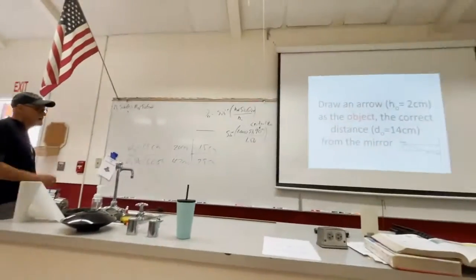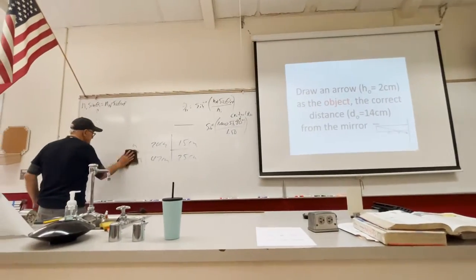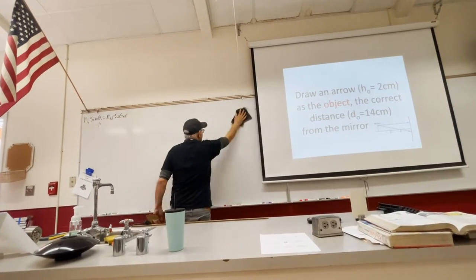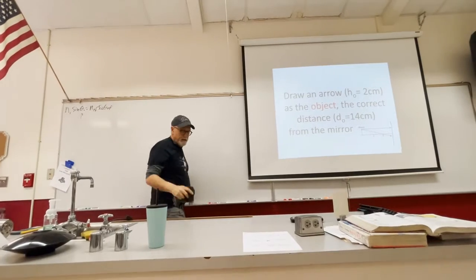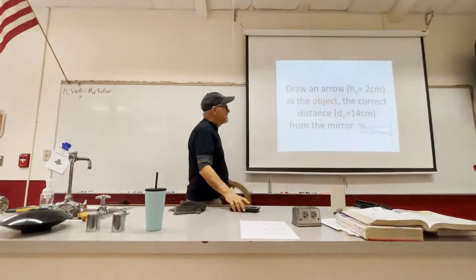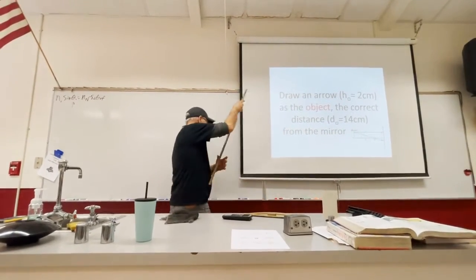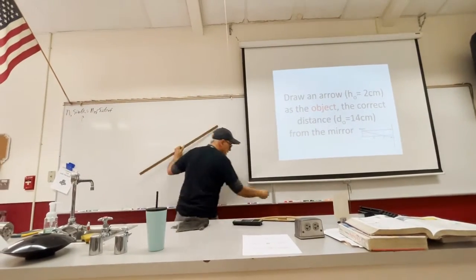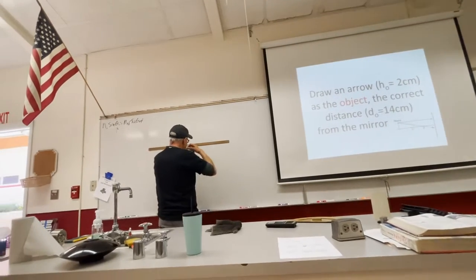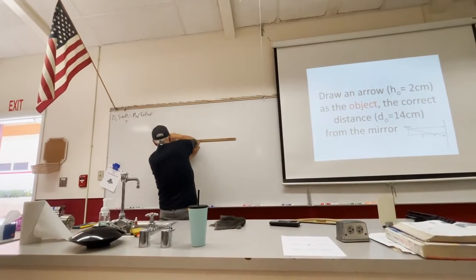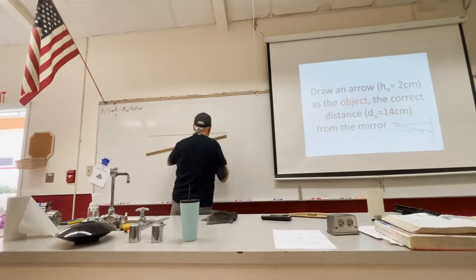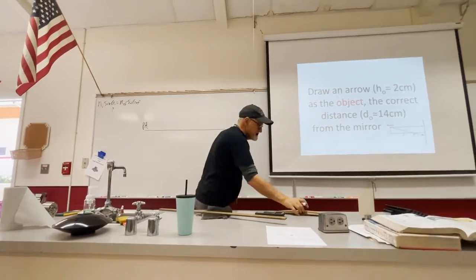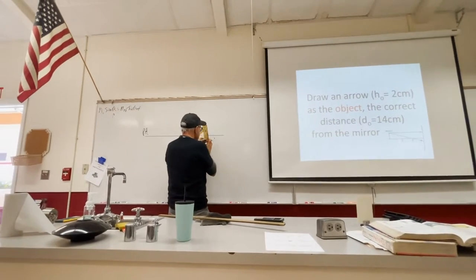What I do is I'll set up, I'll have my calculator right here, and they're going to be drawing this on a piece of paper. The first thing you do, draw a line. Draw the axis. What is PA? Principal axis. Principal axis, there you go.